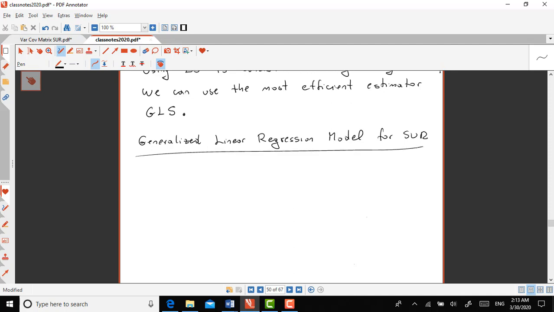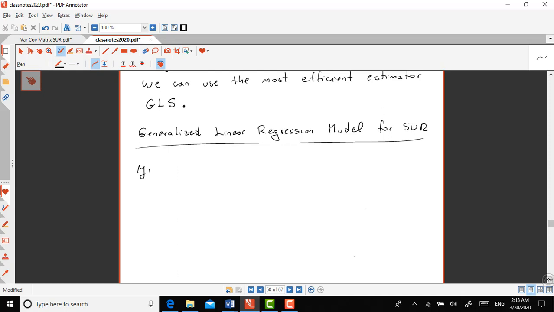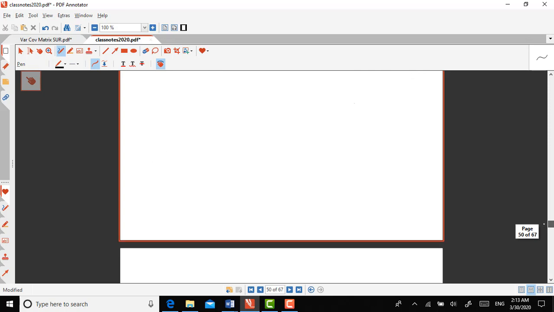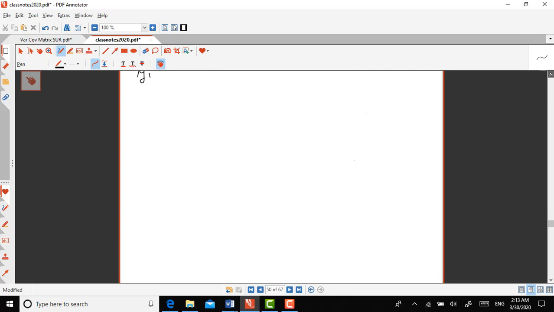Okay, in order to do that, what we have to do is combine all of our equations. So we're going to be stacking all the dependent variables. So this is going to be mT by 1. Actually, this is the way that you should arrange your data if you want to use the generalized least squares estimate.